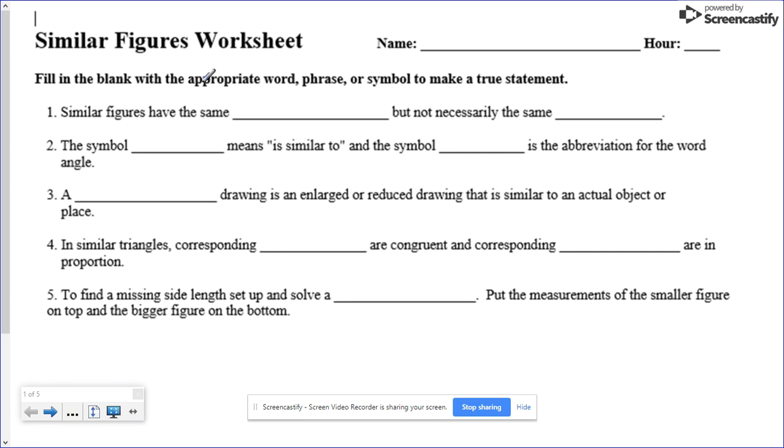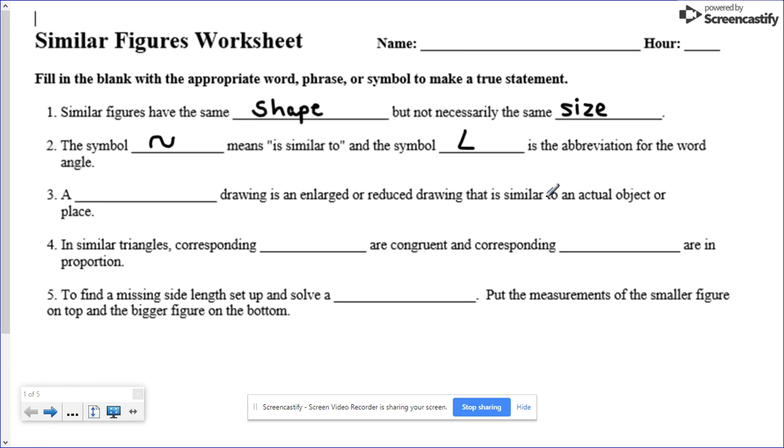The first one says similar figures have the same... This blank should be shape, but they do not necessarily have to have the same size. So you could have one really small triangle, one really big triangle, and those can be similar. The symbol for similar is a little squiggly like this. It means similar to. And this is the symbol for angle. It kind of looks like an L. A lot of students think it is an L. That means angle. We have already talked about both of these symbols, but just so you can remember.